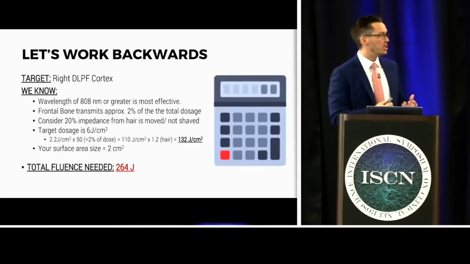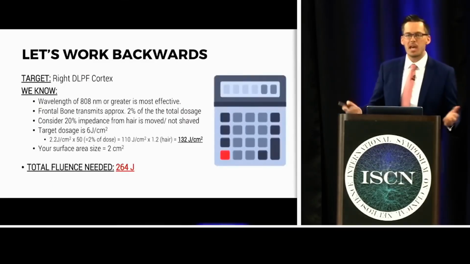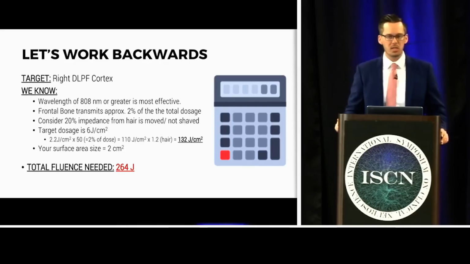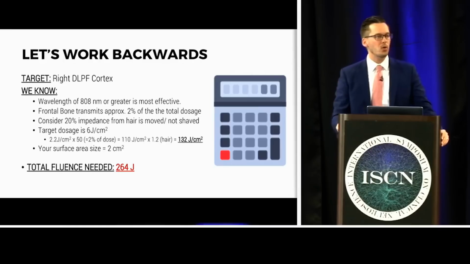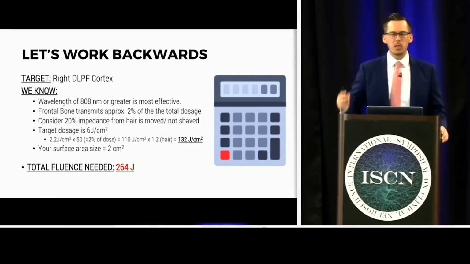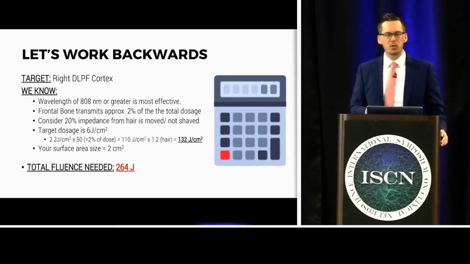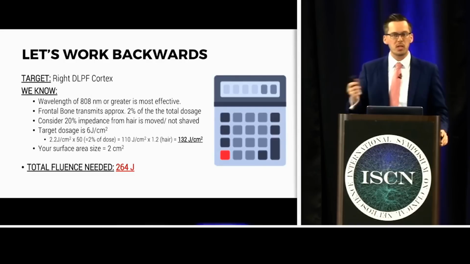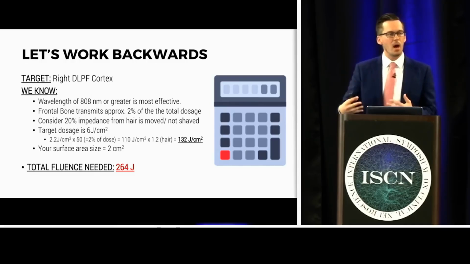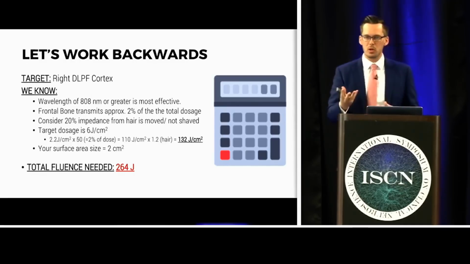Okay, so dosimetry, let's work backwards. So let's just say our target, for the sake of this example, is the right dorsolateral prefrontal cortex. Not for any reason, and as we go through this, what I don't want you to do is say, okay, Dr. A said the right dorsolateral prefrontal cortex needs 264 joules, so that's what I'm going to set my device at. This is a process by which we can break down how to calculate your dosage so you determine it.